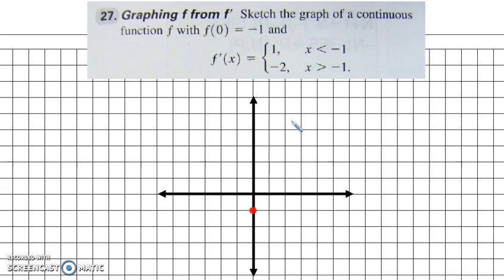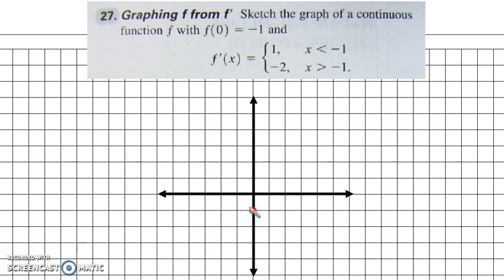Now notice that if this is f prime of x, we're talking about the slope being 1. This is the slope, and the slope being -2. That's the slope. Because we're talking about the derivative, which is the slope. So if we look at x values, I'm going to look at -2 first.